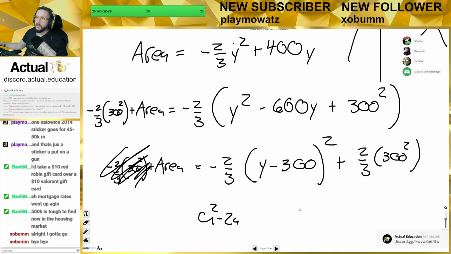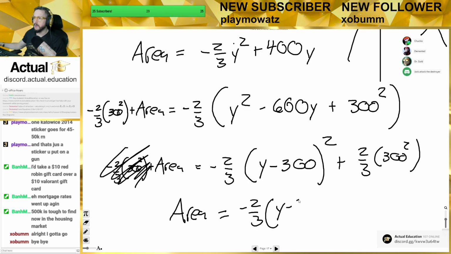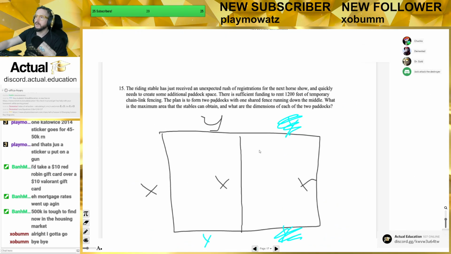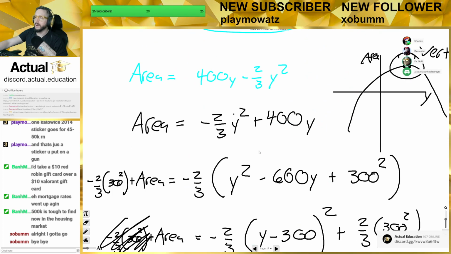Okay, cool. So now you're done. Maximum area is equal to negative 2/3 times y minus 300 squared plus 2/3 times 300 squared. Now, what did the question ask? Was it asking what's the maximum area? What is the maximum area? Yeah. Okay.